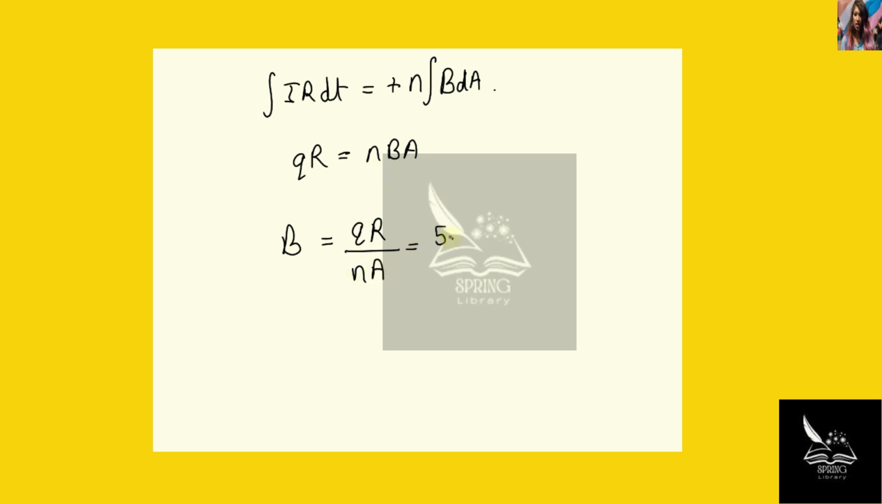q is given as 5.9 into 10 raised to minus 5, into the resistance value 104, divided by N, which is 50, into the area, 1.5 into 10 raised to minus 3. If I calculate, I get the magnetic field as 8.1 into 10 raised to minus 2 Tesla.